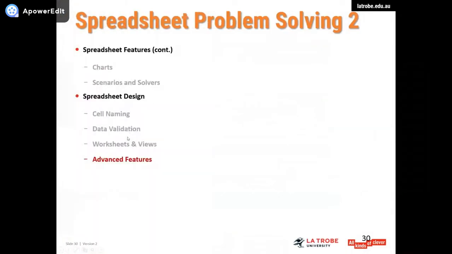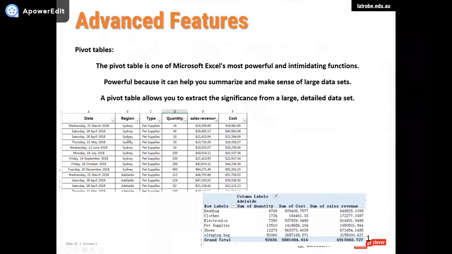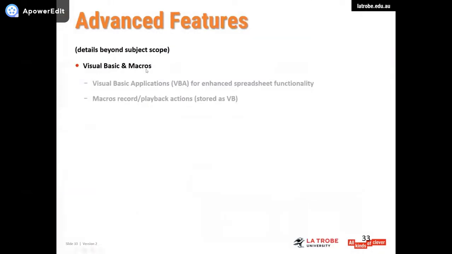Some advanced features, for example, the pivot table. At least you should understand why we should use a pivot table and how a pivot table can achieve high efficiency. You don't need to operate the pivot table in the final exam, but at least you should understand the reason behind it, what's the purpose. So that's the fundamental requirement. And for VB and macro, you can skip this part. So that's the end of this week.